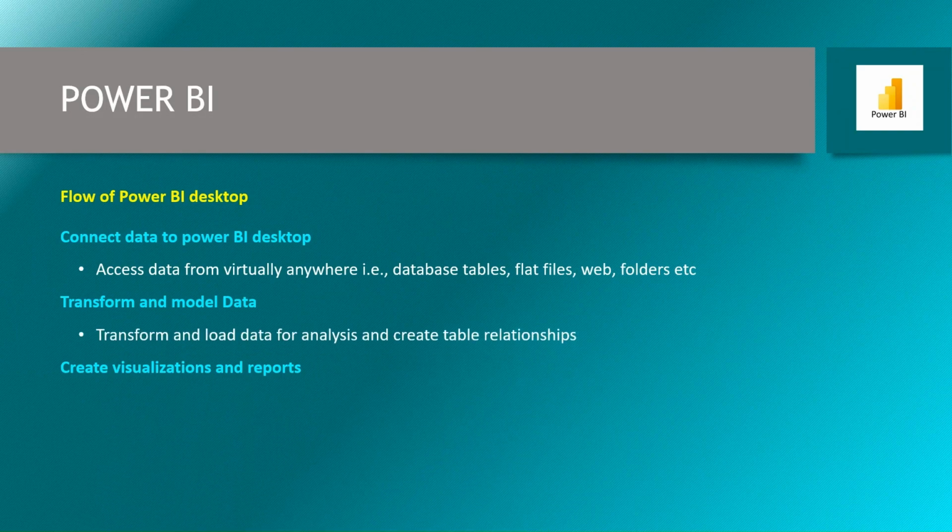And next, transform and model data. After data is connected, we have to check which kind of data is needed for our visualizations. Generally, the data we get may contain many columns and too many rows, but all of those are not needed for our visualization. So we have to keep the required data in the required format. For that we have to transform the data. Transformation is nothing but cleaning, shaping, and converting raw data into a format which is suitable for analysis. And then we model our data by making proper relationships between tables. So, this is the second one.